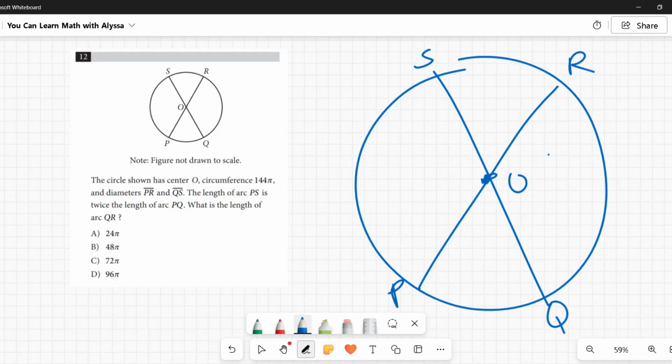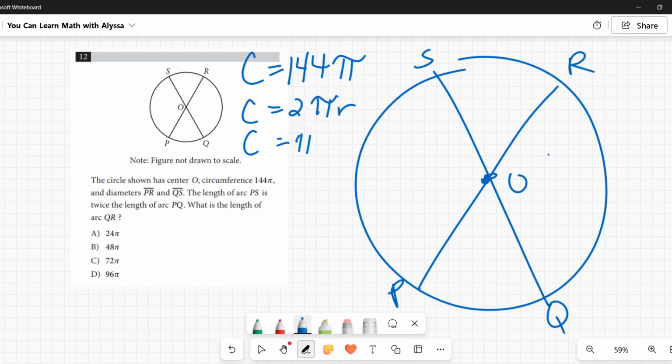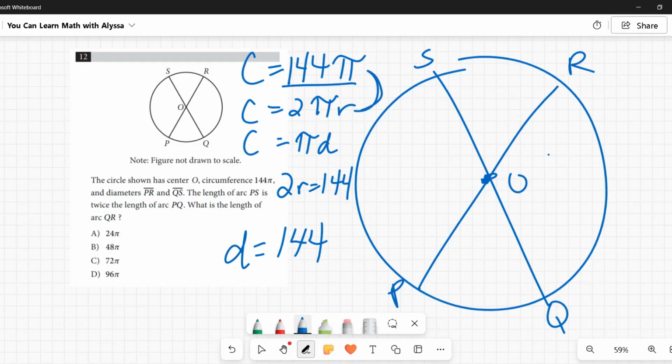Right, we're told it has a circumference of 144 pi. I want to find out the radius and diameter of this, because I think that'll be helpful going forward. I like to have all my data in front of me. The formula for circumference is 2 pi r, or you can say pi times the diameter. So right away, I know pi times d is equal to 144 pi. I know my diameter is 144. And since C equals 2 pi r, 2r must be equal to 144, because the pi's cancel out. So I divide both sides by 2, and I get that my r is 72.